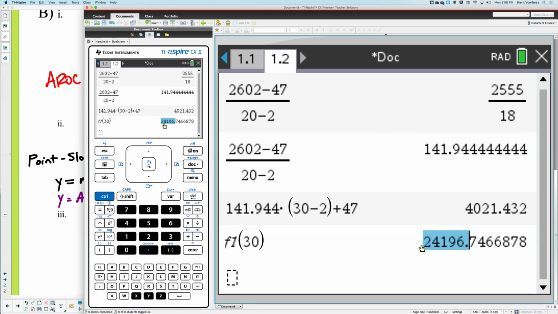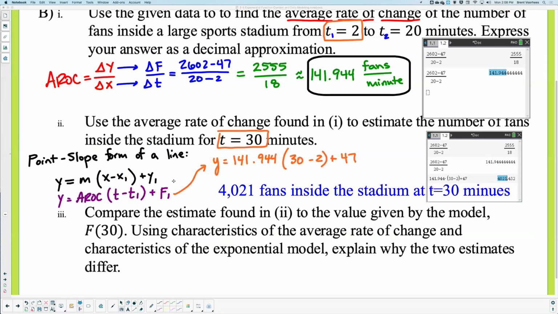How many people does the exponential model predict? 24,000. How many people did the rate of change predict? Are those equal to one another? No, they're not equal. One is greater than the other, or one is less than the other.